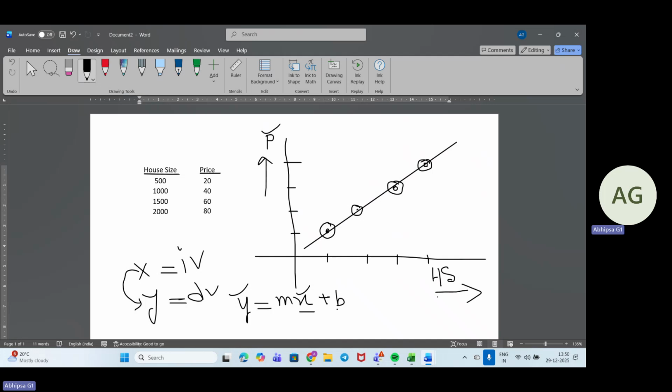So y equals mx plus b, or c, or whatever you want to put. X is the independent variable, that is the house size, and y is the dependent variable, that is the house price. Now coming down to m, what is m? M tells us how fast the price is increasing. M is the coefficient of x that is predicting this.